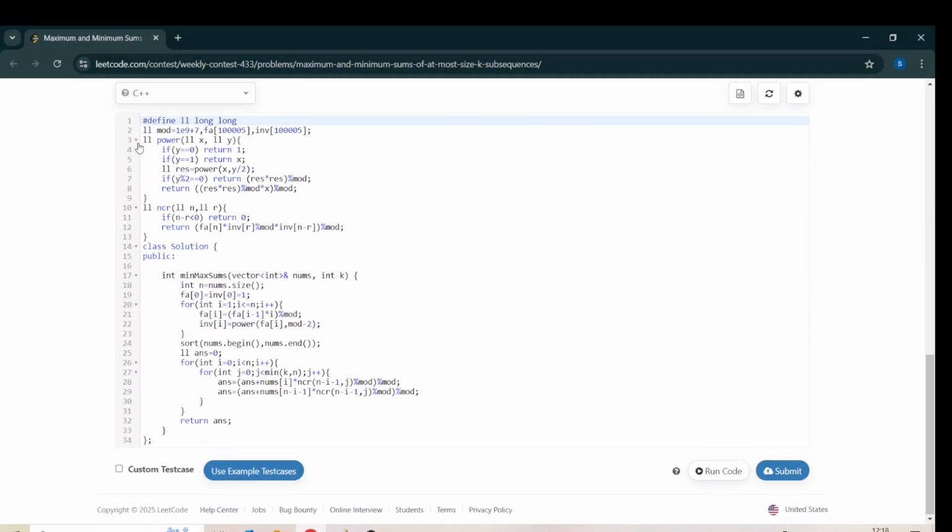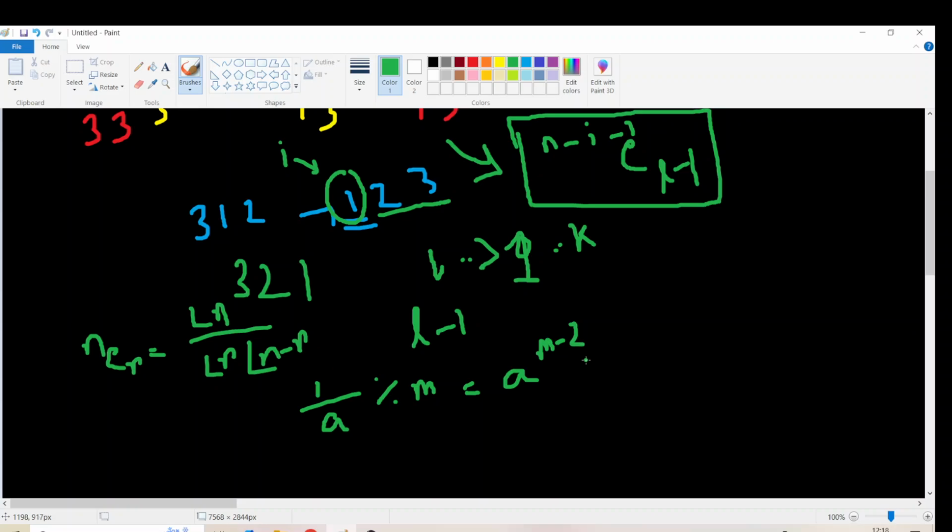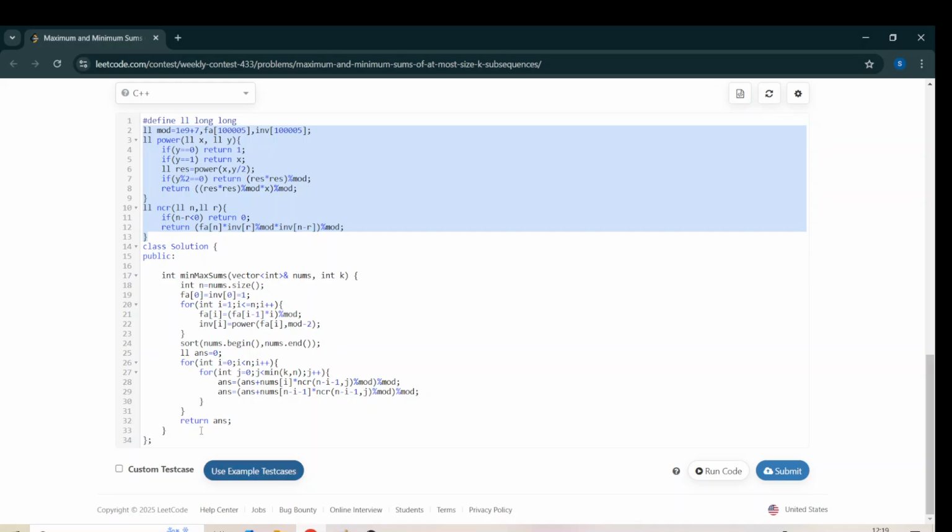For generating nCr, you can copy my code. This will find nCr in order of n. So what is the formula of nCr? The formula of nCr is factorial n divided by factorial r times factorial n minus r. So we'll generate all the values of factorial i. 1 by a modulo mod is nothing but a to the power mod minus 2 modulo mod. That's why we are generating the inverse factorials. Inverse i is nothing but 1 by factorial of i. So our nCr value of n comma r will be factorial n divided by factorial r times factorial n minus r, so we can take their inverses. I hope you get how we are getting nCr.